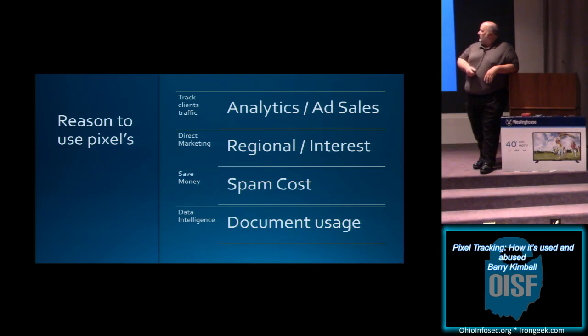Some of the reasons and places used for pixels, of course: traffic analytics is the big thing, seeing who's visiting what you're doing along the way. Direct marketing: if you're selling ads to a particular area, you don't want to sell Hardee's in a commercial into a non-Hardee's environment, right? So you want to target the cities where you want to promote your sales. Spam costs, like email tracking, gives back information on who's opening your emails and such.